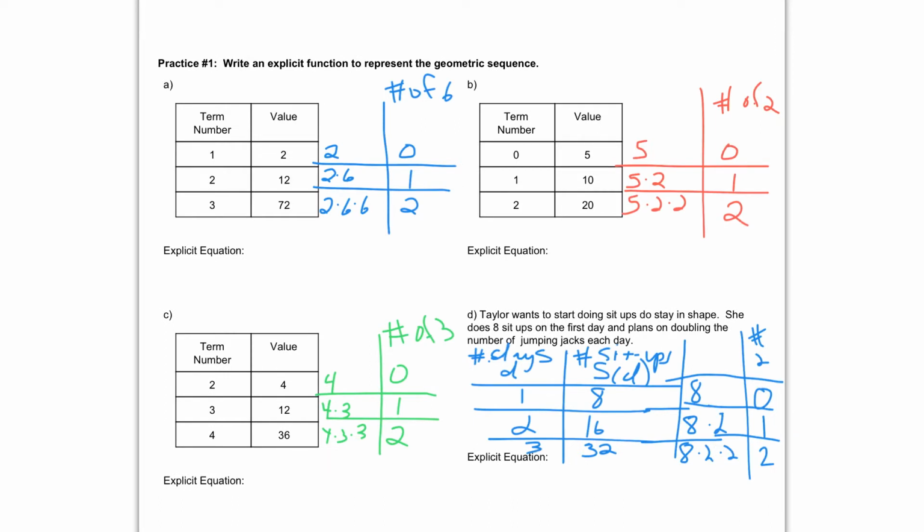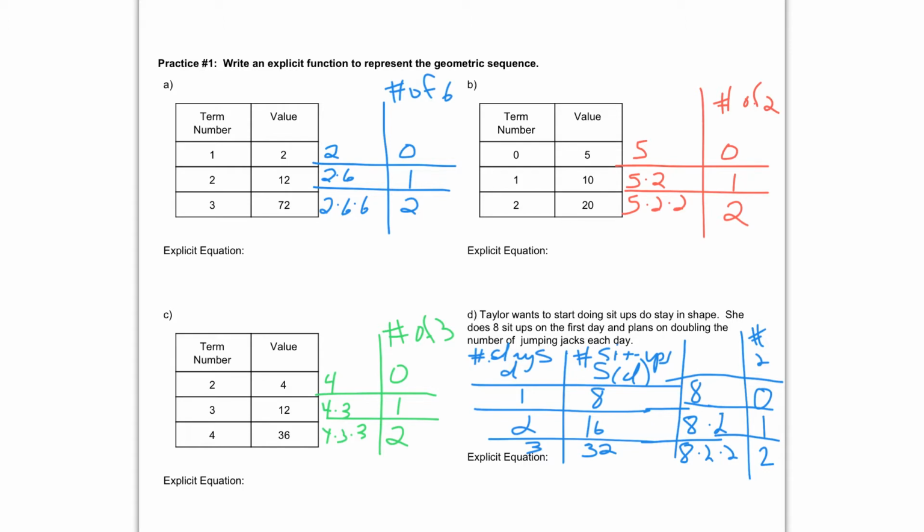Now that you've attempted these on your own, let's go ahead and look at some of the work I have down and I will go through the answers with you. So in letter A, one thing that you should have recognized is that you are multiplying by 6 each time. And so I want to show you the number of 6's compared to that term number to help you realize what that exponent should entail.